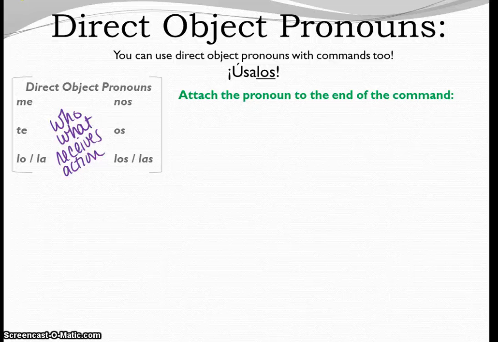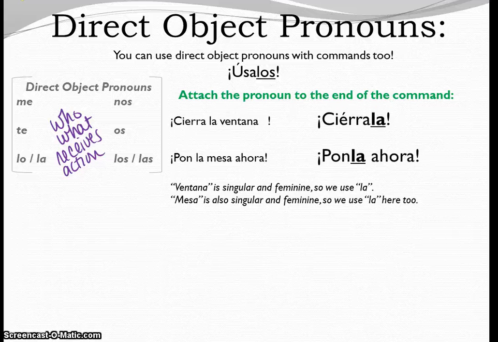In order to use a direct object pronoun with a command, all you do is attach the pronoun to the end of the command. It becomes a whole new word and it's longer. Cierra la ventana is a perfectly good command, but when you use it with a direct object pronoun, it becomes ciérrala. Cierra is the command, add la. Remember that you use la instead of la ventana because you're replacing la ventana. Similarly, pon la mesa becomes ponla.